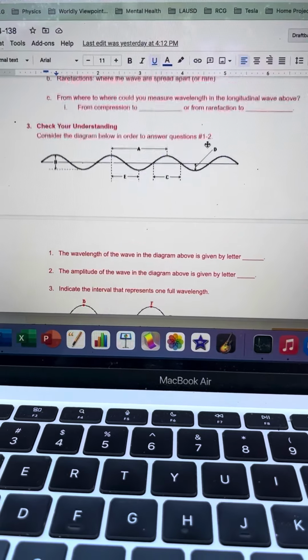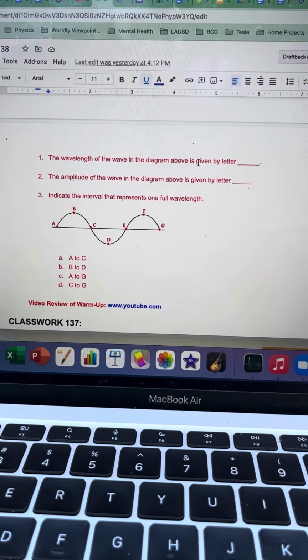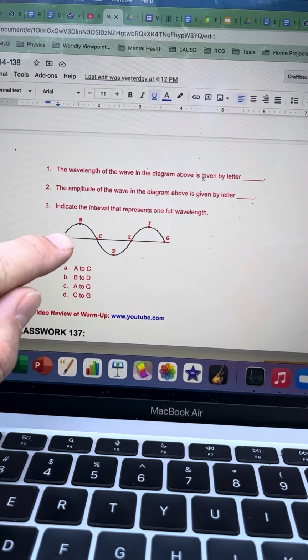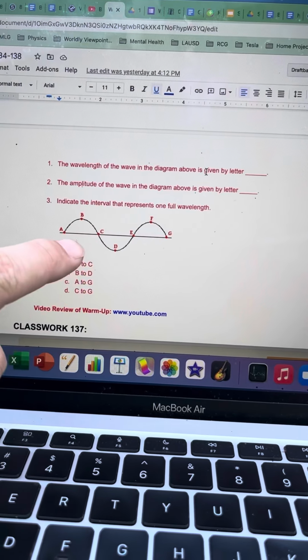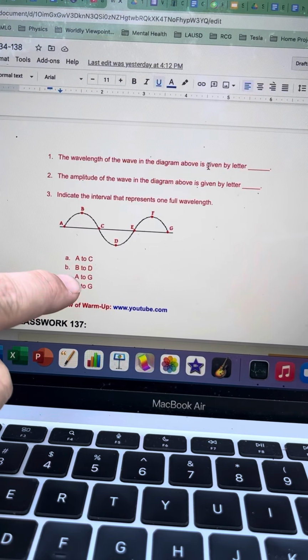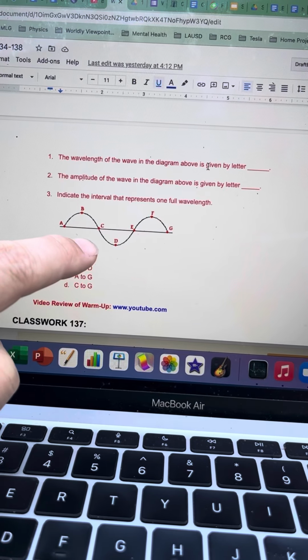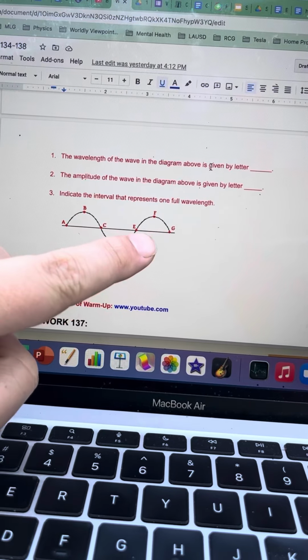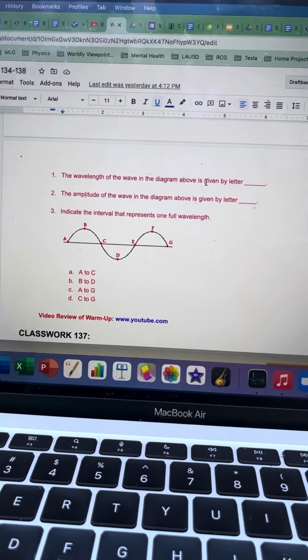And then for number 3, the interval that reflects a full wavelength. Well, a full wavelength goes from the same point to the same point on the wave. Like, so if you went from B to F, that'd be a wavelength, or from A to E, a wavelength. But those aren't on here. So the only thing that's on here that is actually a whole wavelength is from C to G, right? From where it goes down to where it goes down on the same point again.